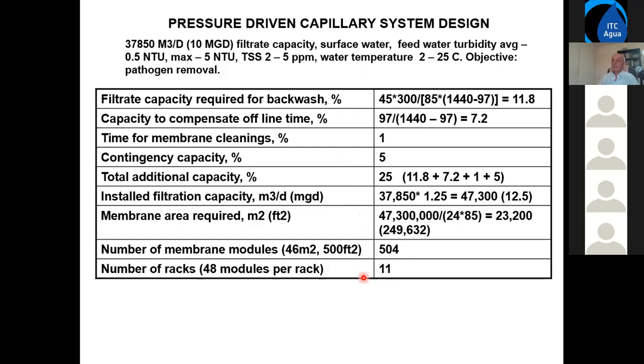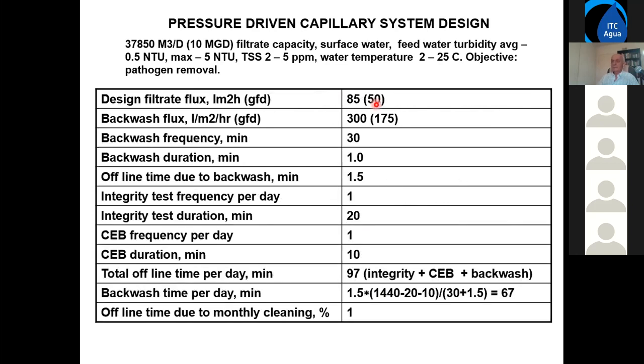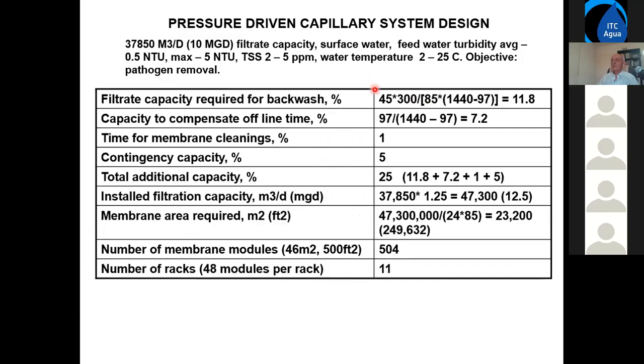Okay, so we have the 45, which is the membrane area of the elements times 300, the backwash, times the time, divided by the water produced by the system, 85 LMH, this is normal filtration flux, which happens 1440 minus 97, okay?